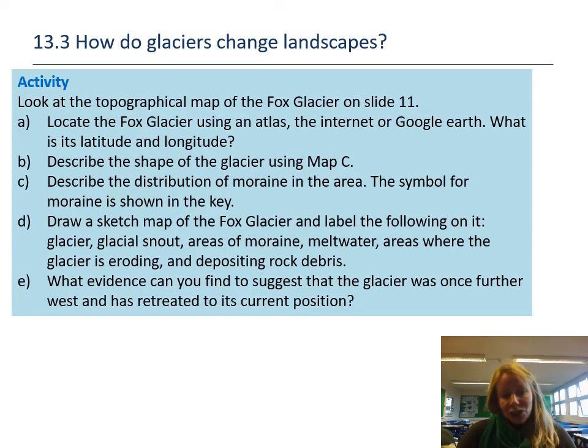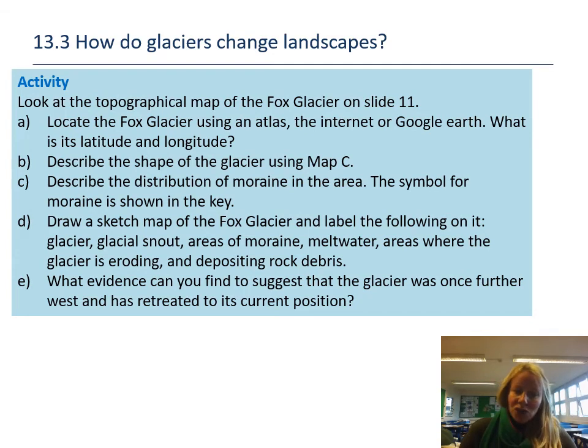B, I would like you to describe the shape of the glacier using map C. So describe its shape. You might want to talk about distances, give it a scale if you can. So try and give some idea of size and shape. C, describe the distribution of moraine in the area. The symbol for moraine is at the bottom on the key, and you'll have to look really closely on this. Now we know distribution is where something is found as well.